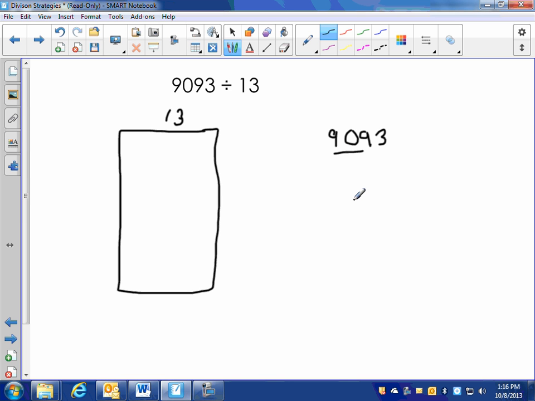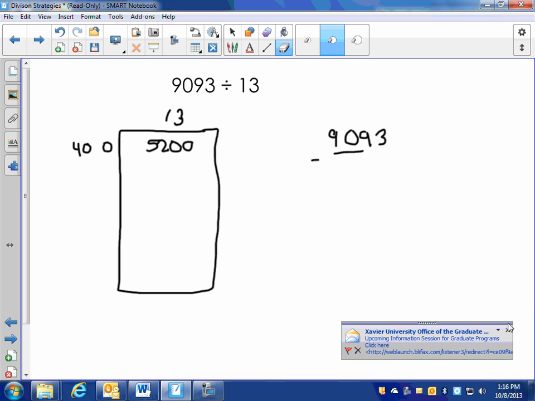Now I know that 13 and 13 will give me 26. And 26 times 2 gives me 52. So that means that 13 times 4 is going to give me 52. 13 times 40 will give me 520. 13 times 400 will give me 5,200. I just started with something easy, something that I just knew.